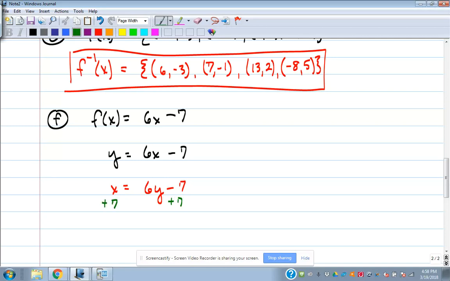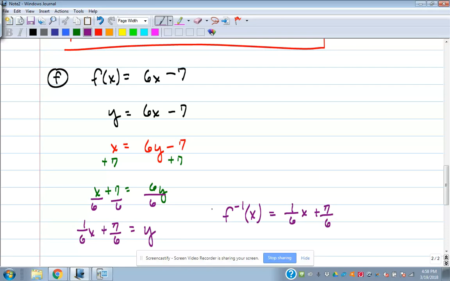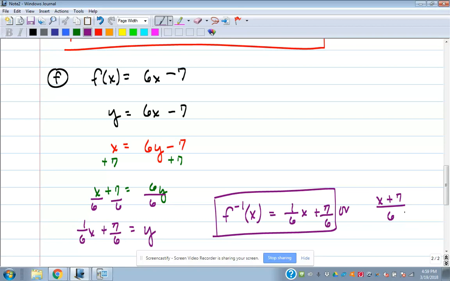So add 7. X plus 7 equals 6y. And then divide by 6. I'm going to divide each one of them individually by 6. 1/6 x plus 7 over 6. The inverse notation, official answer, 1/6 x plus 7 over 6. Technically, if you did this, it's right. But anytime it's linear, I tend to write it like a linear.